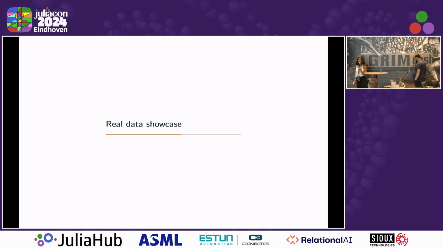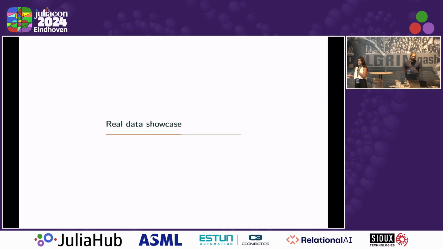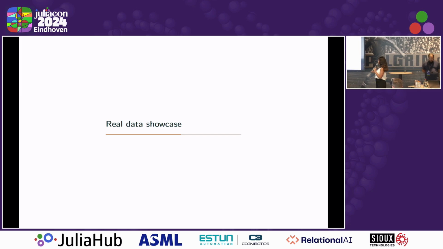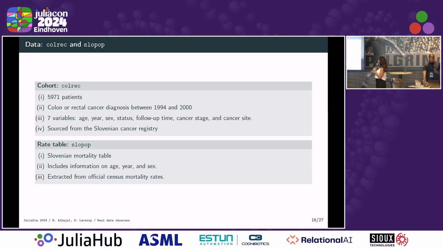Having explained the functionalities of the package, we're going to present an example that shows you how you can use them and how you can interpret them. For this reason, we're going to be using the colorec dataset, which is a rather small, basic dataset. It has around 6,000 patients that are diagnosed with colon or rectal cancer between 1994 and 2000.